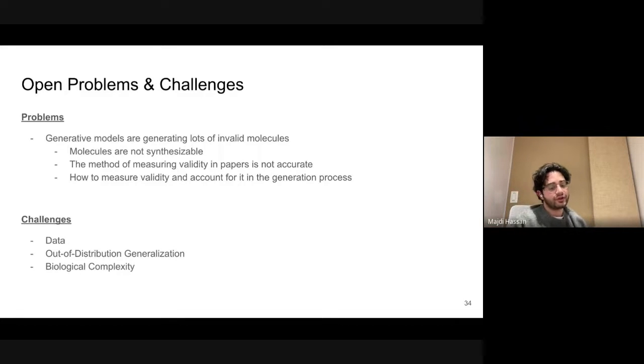Then we have out-of-distribution generalization, which is essentially how well my model can generalize when I'm really far from my training distribution. And biological complexity. Biology is very, very complex, and we've made a lot of progress, but these are all still in isolated settings, and biology is this whole system of interacting things. So being able to scale up to that would be a really, really interesting challenge for the future. I'm looking forward to developments in this area.